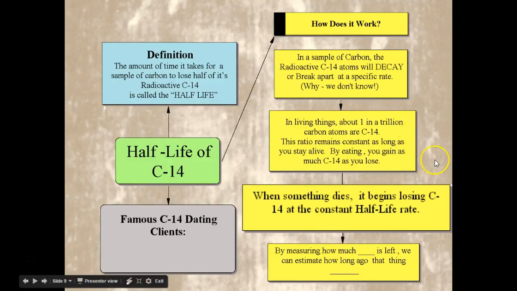When something dies, though, it begins losing its C14 at the constant half-life rate. And of course, since it died, it is no longer eating. Therefore, when it loses the C14 that it had, it is not going to have as much anymore because it's not eating anything, so it's not taking in more carbon-14.